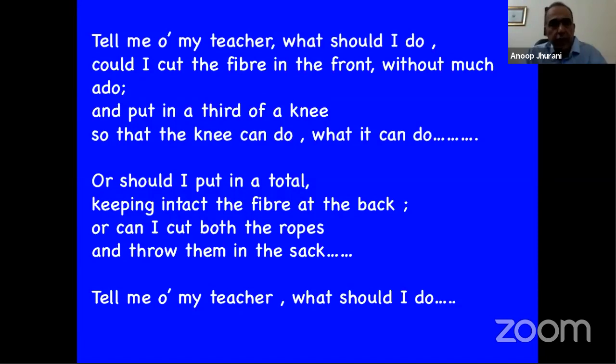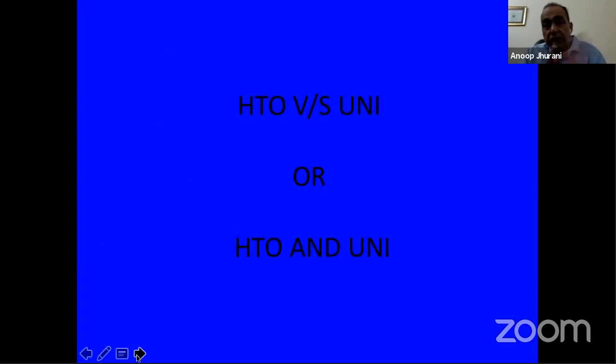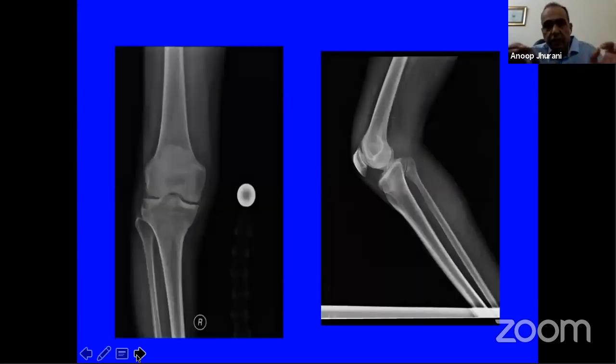But before we come to partials, I'd like to take HTO out of the way. A lot of people think that the cases for high tibial osteotomy and uni are the same. They are not the same. They're two different operations and for two different indications altogether. This is the classical case for a high tibial osteotomy. The joint space and the cartilage is well maintained.